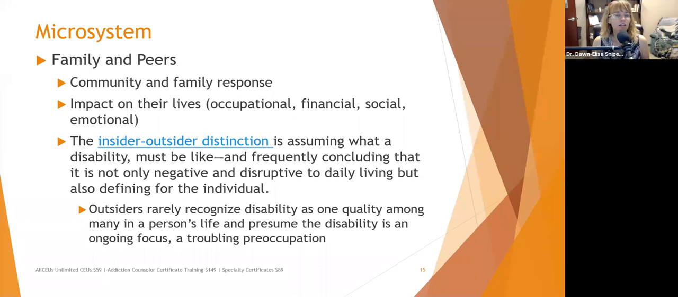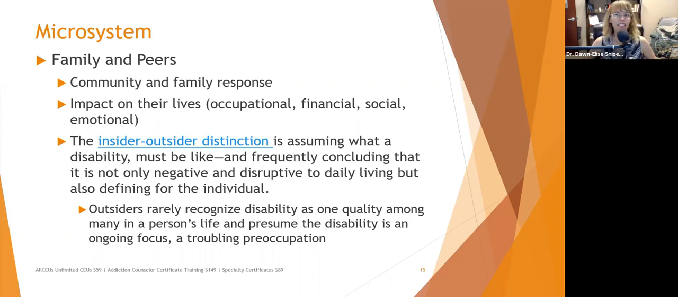The impact on their lives, occupational, financial, social, emotional, especially for parents, but even if the person with the disability is older, if they are the caregivers that they're living with, how does that affect their ability to work? Some people, especially with children with disabilities, one parent may not be able to work. They may have to stay home with the child. Financially, how's it affecting the family that this person has this diagnosis? Socially, how are the friends responding? Do they feel like they've got social support or not? And emotionally, what's going on with the family? How are they adjusting to this news or this turn of events?